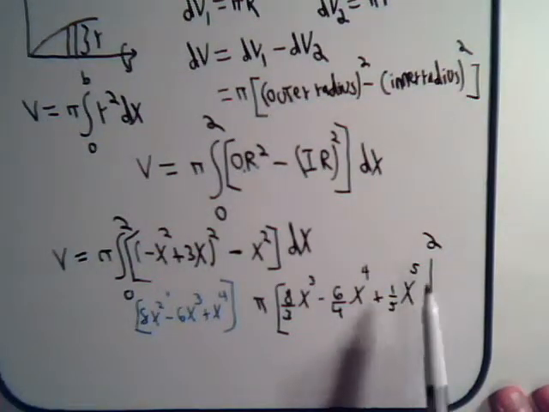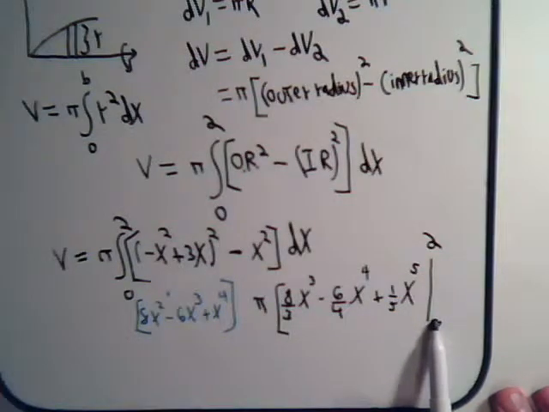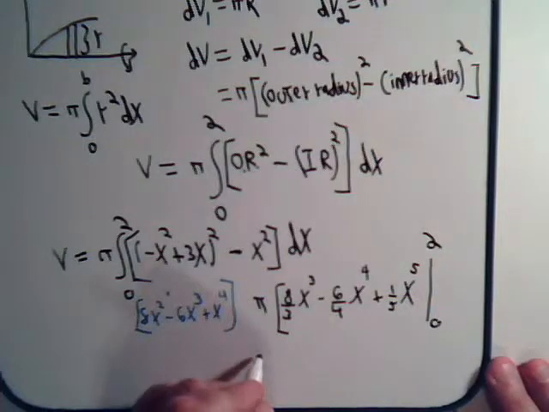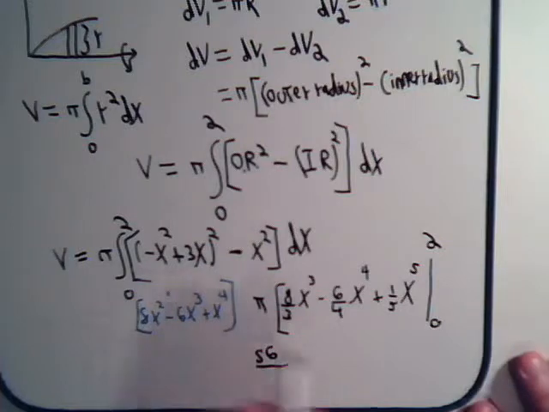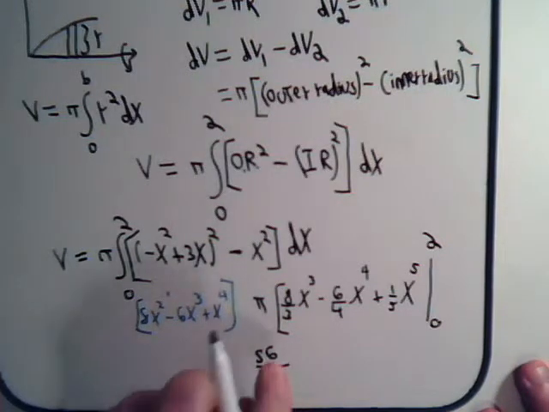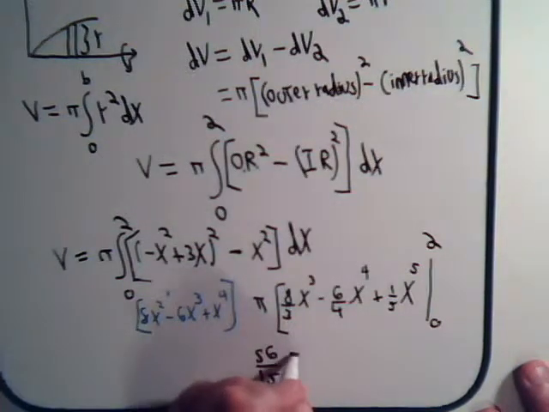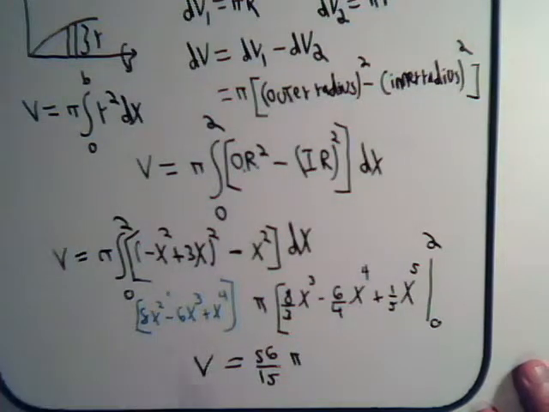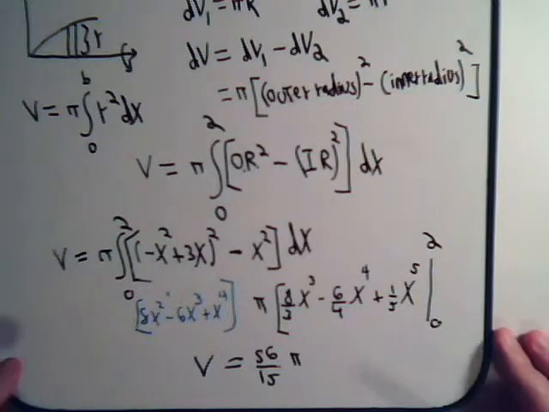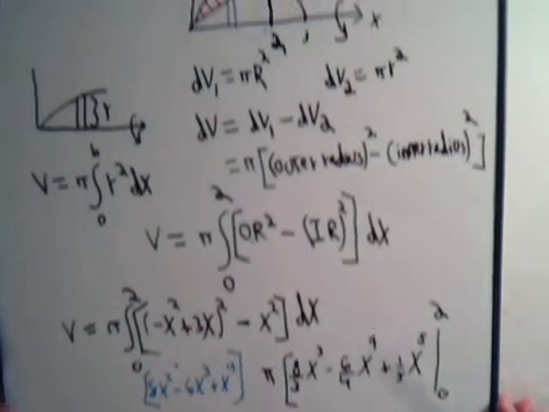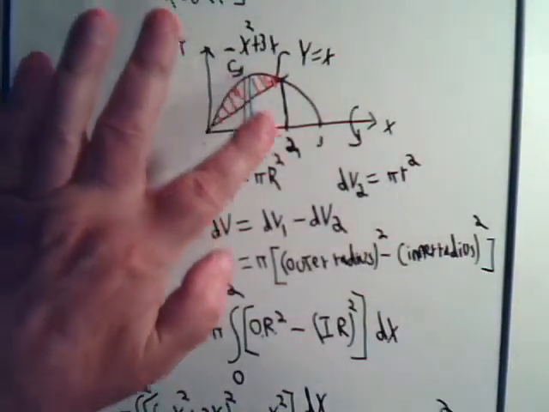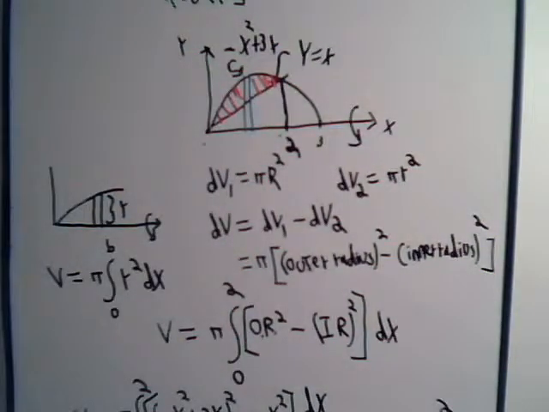So that's it. Put your value for x in. Well, we have 0 here, so put 2 in. Crunch those numbers out. And I think you see the volume comes out to be equal to 56 divided by 15 times pi. So that's our volume there. Okay, and that was, again, taking this figure here and rotating it about the x-axis.